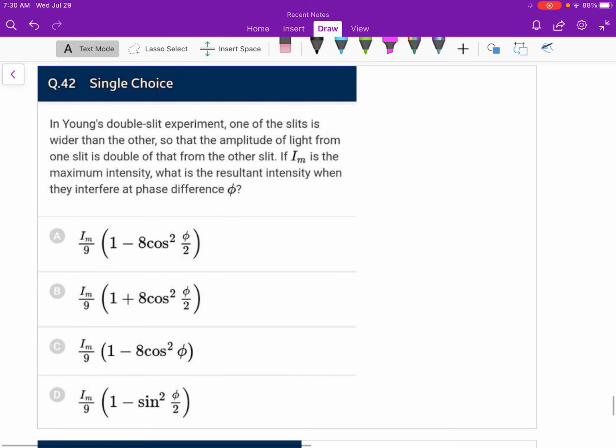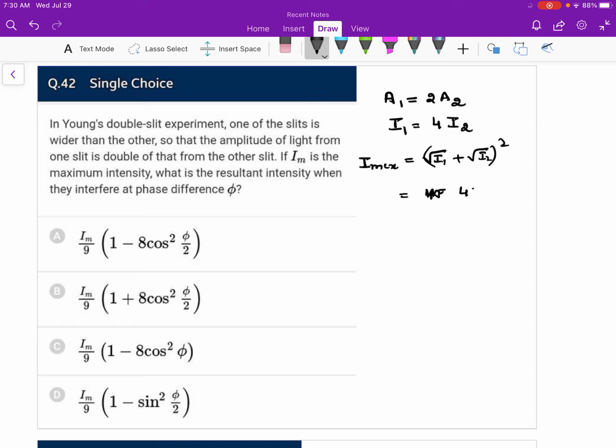Now next question. In Young's double slit experiment, one of the slits is wider than the other, so that the amplitude of the light from one slit is double of that from the other slit. Okay, so let's say A1 is twice of A2. So intensity of 1 is 4 times intensity of 2. Okay, so I max is root I1 plus root I2 whole square. So that is 4I2 under root plus I2 whole square, so that is 9I2.